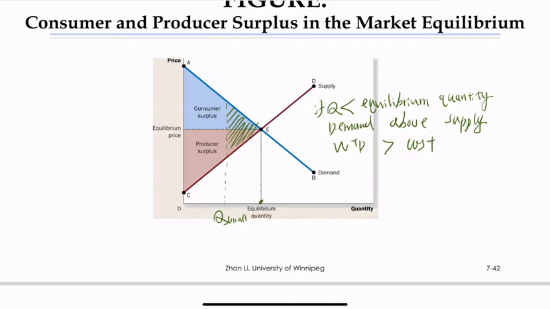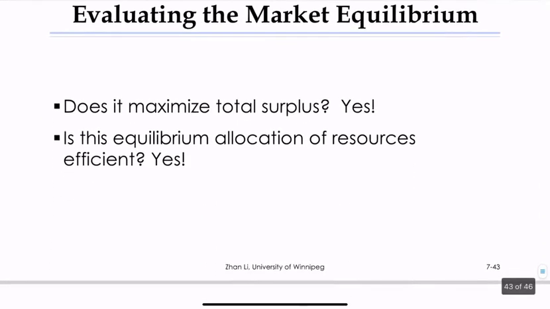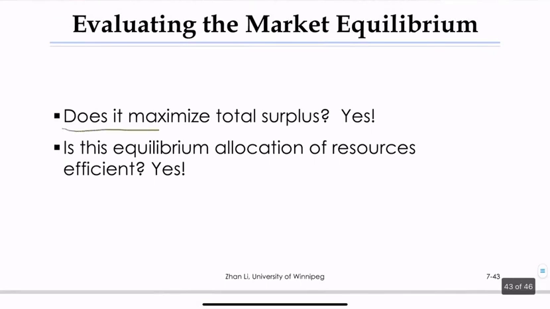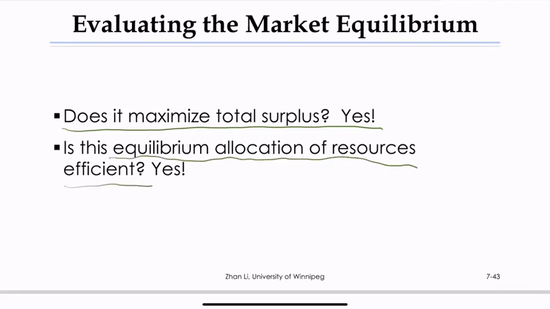And basically we have shown that no matter what you do, once you deviate from equilibrium quantity, then market will become less efficient. This basically implies that market is the most efficient if we're at this equilibrium quantity, right? So this basically implies the following result. Market equilibrium maximizes total surplus, and the equilibrium allocation of resources is efficient under market equilibrium, right?